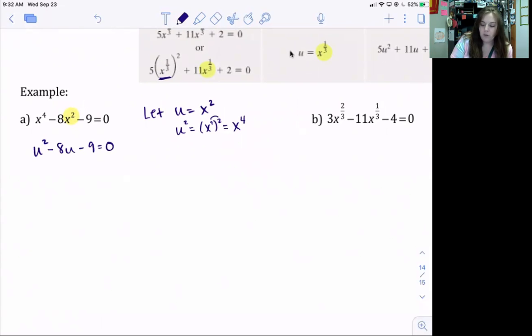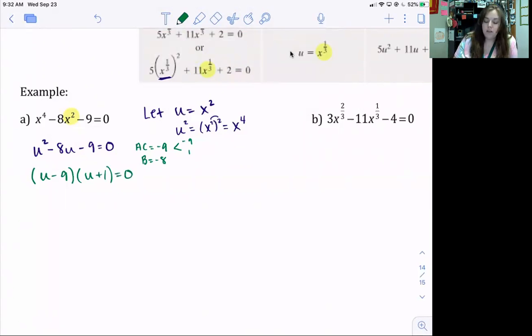Now, since we have a quadratic, we can go ahead and either use the quadratic formula or factor. Let's check to see if it factors. So if we do our a times c, we get -9. Our factors of -9 that add to be -8 are -9 and +1. And since our value for a was 1, we can factor this to be u minus 9 times u plus 1 equals 0.